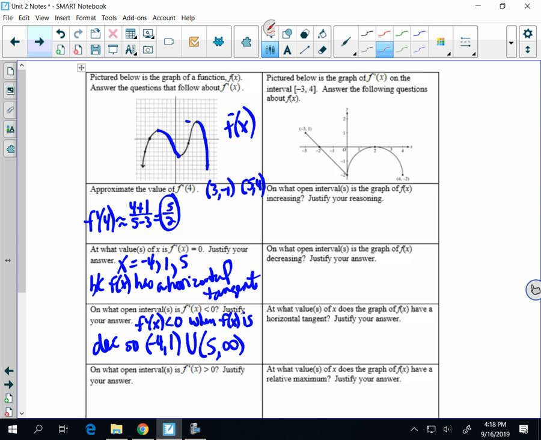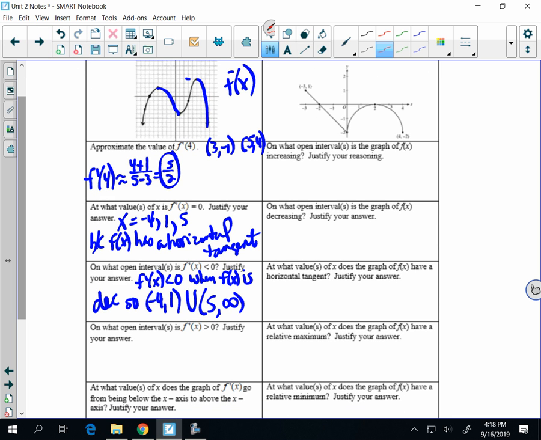On what open intervals is the derivative greater than 0? Justify your answer. Again, I'm going to say I know f prime of x is greater than 0 when f of x is increasing. So that would be on the intervals everything else, right? Negative infinity to negative 4, and from 1 to 5.